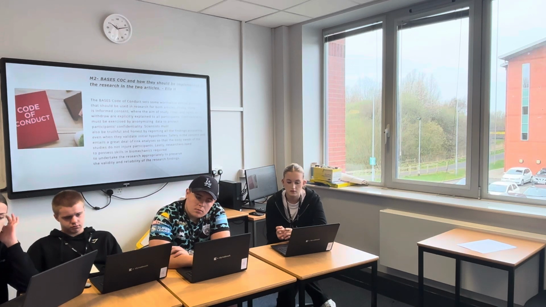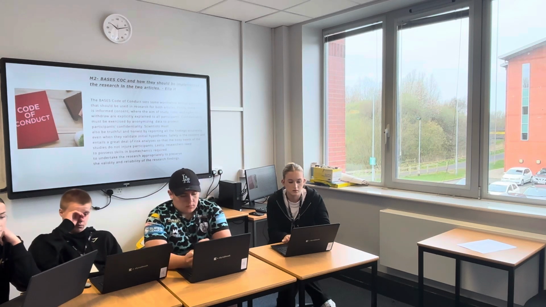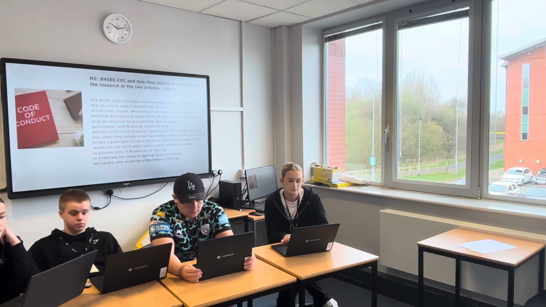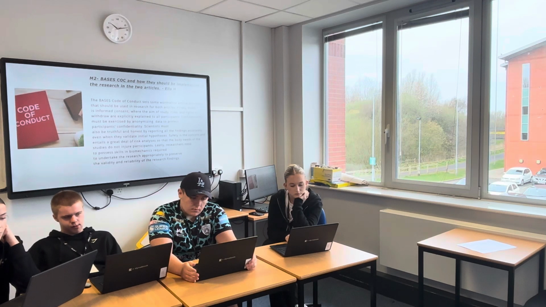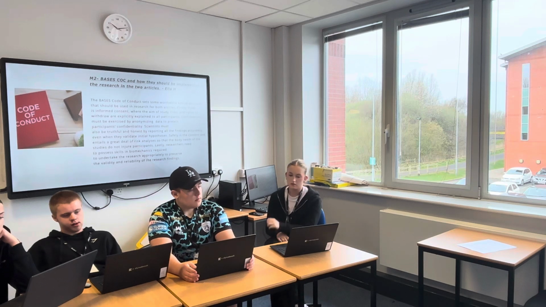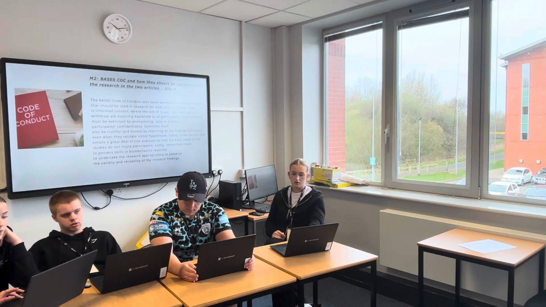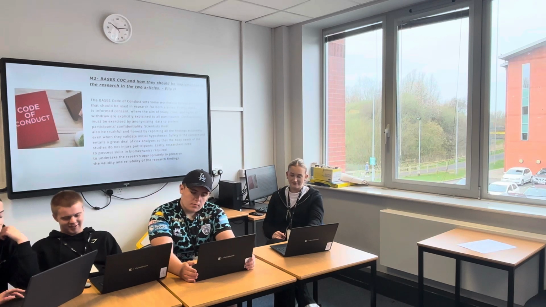Scientists must also be truthful and honest by reporting all the findings accurately, even when they don't validate initial hypotheses. Safety is a concern and entails a great deal of risk analysis so that the studies do not injure participants. Lastly, researchers need to possess the skills in biomechanics required to undertake the research appropriately to preserve the validity and reliability of the research findings.